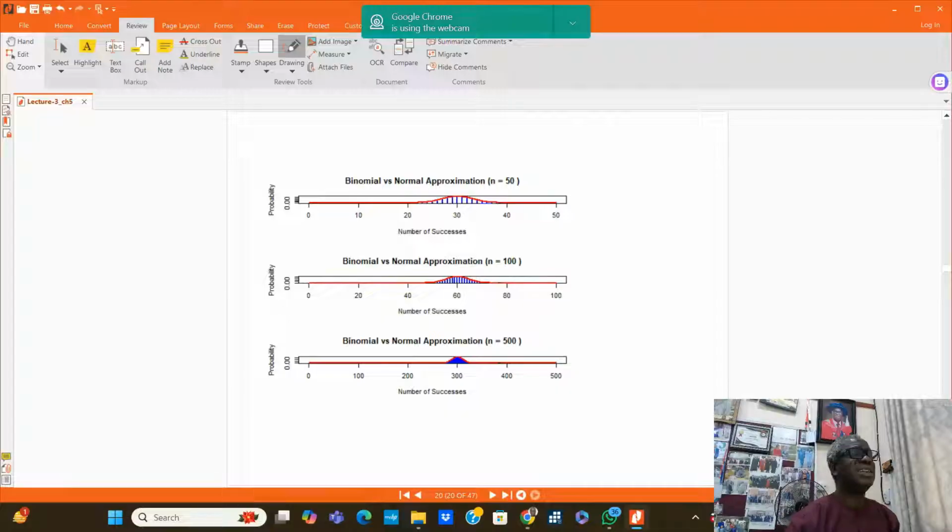So look at this. This is a simulation that I did, which you can also reproduce. If you are able to write your own R script, you have something like this. But let's look at this to bring home the point we are trying to emphasize. You look at the plots. There are three plots on the screen. They represent the plot of binomial versus the normal approximation for different sample sizes.